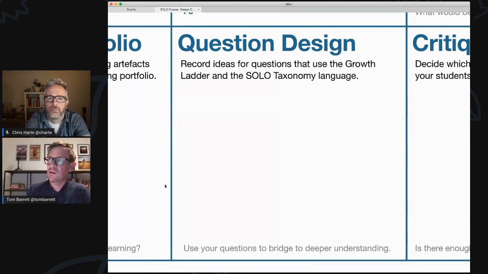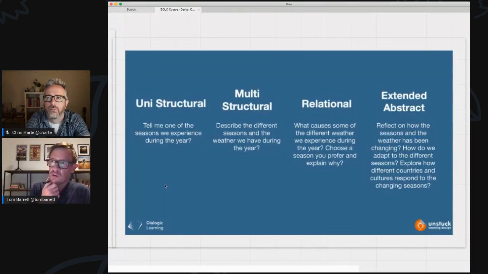Let's look at a quick example of questions, maybe from a different context here. This is from looking at a kindergarten class I was working with, and we were looking at some concepts around weather. Each of these different sets of questions builds on the other. So think of it like a chain, working from left to right.